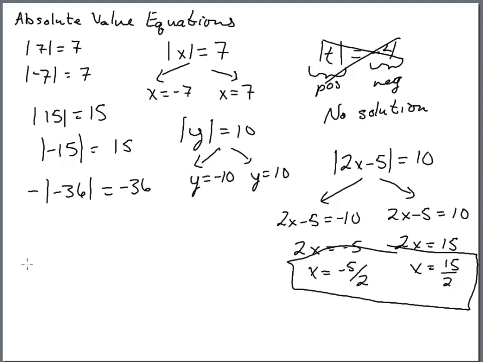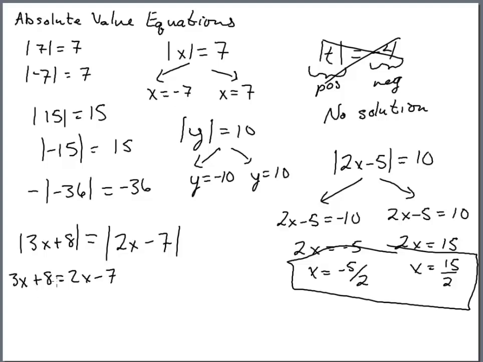Now sometimes you'll get an absolute value equation that looks something like this. 3x plus 8 equals absolute value of 2x minus 7. Something like that. Now these two numbers are both going to be positive on either side of the equation because of the absolute values. So if these two numbers inside the absolute values are equal, even if they're both negative or both positive or whatever, but if they're equal, you'll get an answer. So that gives us this, 3x plus 8 equals 2x minus 7. And that'll give us one answer.